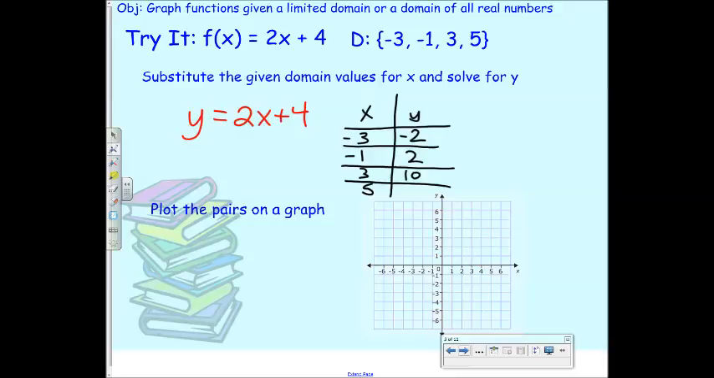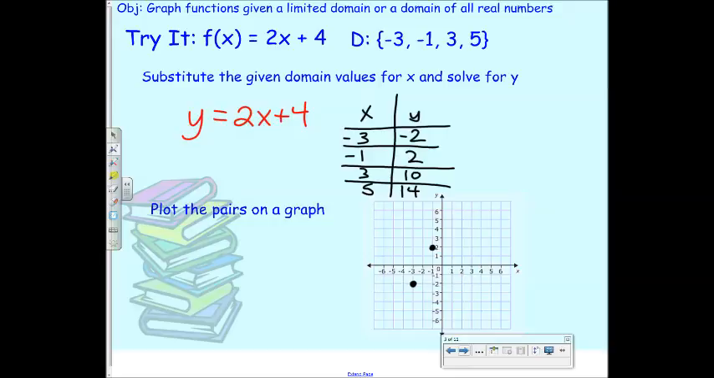Okay? So when I go to plot this, it's not going to fit probably on this graph. We're going to have to go a little bit outside of it. But when I go to plot this, what's the first ordered pair I'm plotting? Negative 3, negative 2. So I go over negative 3, down to negative 2. The next one is negative 1, 2. So I go over to negative 1 and then up 2.